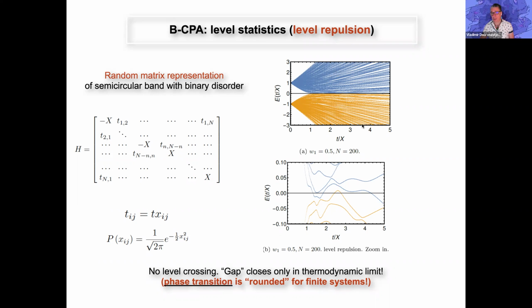You can see here when T over X is very large, so the disorder is weaker, we have a single band. And you can see these energy levels are not periodically distributed, they are a little bit random because this is just a random matrix, obeying Wigner-Dyson statistics. But at some point, this band splits into two bands. And in the thermodynamic limit, there's a sharp transition here.